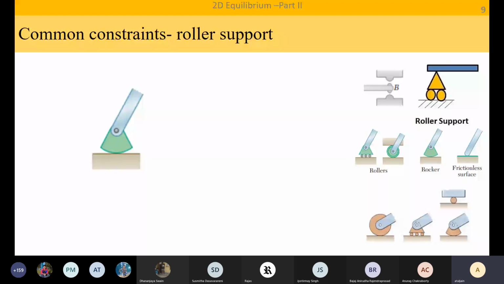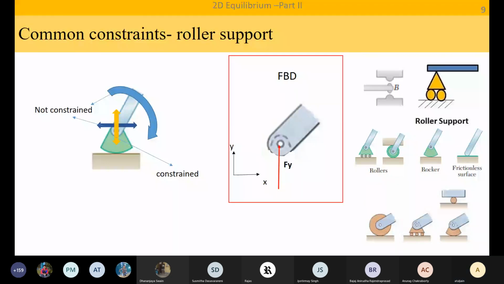Now, if you have a system like this, my body is allowed to rotate. The roller has no problem if it wants to rotate. A roller also allows horizontal movement. The roller does not allow vertical movement. So when you draw the free body diagram of this, it is only going to have a reaction in the vertical direction, in the direction where movement is constrained. This is the free body diagram, irrespective of the load that is applied.